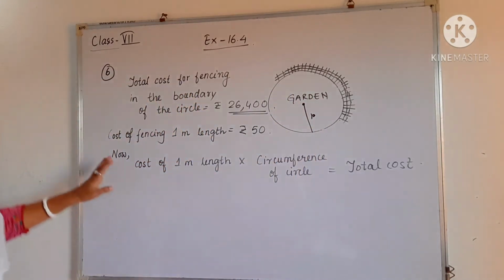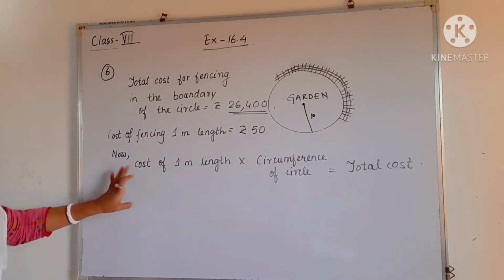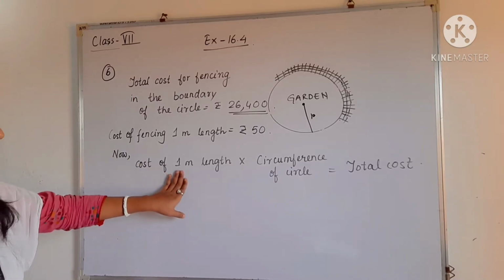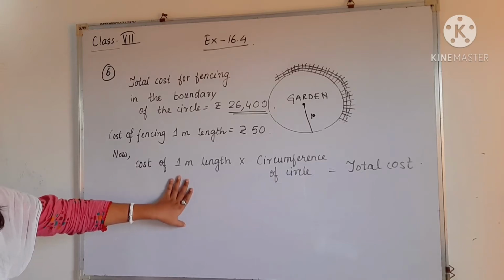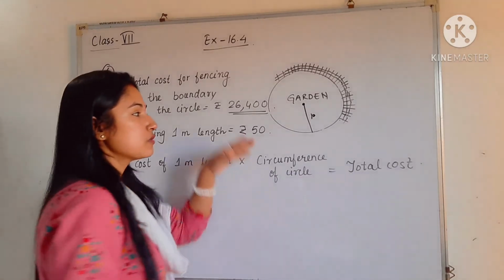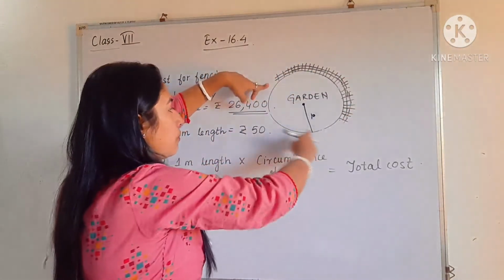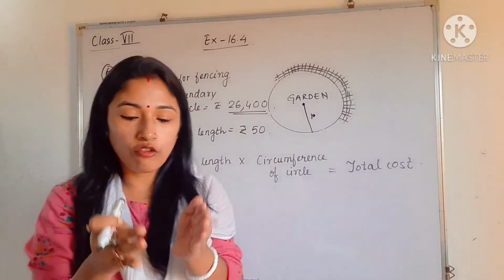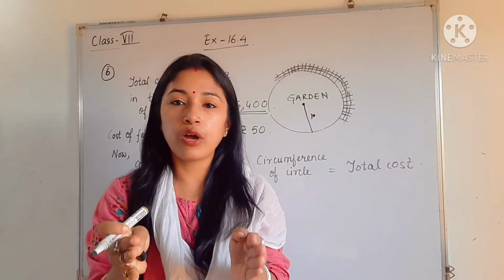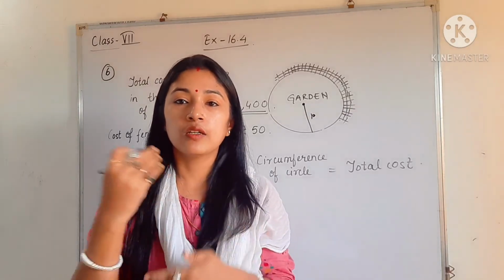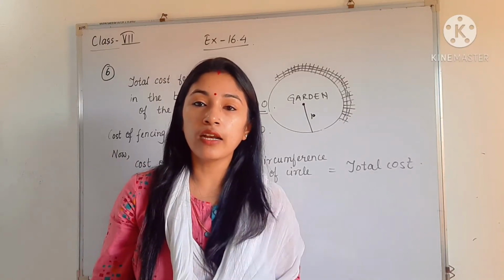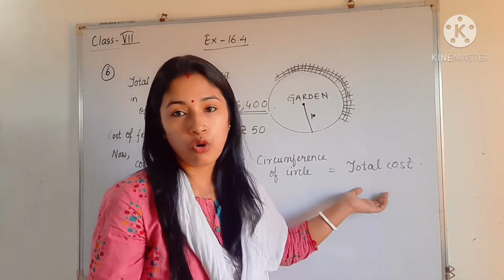So see what I am writing in the next step. This is the equation. So what equation I have written? See, cost of 1 meter length into circumference of circle. Circumference means the total length of the boundary. Okay, so if I multiply the cost of 1 meter fencing with the circumference, with the perimeter, that means total length, then what I will get?